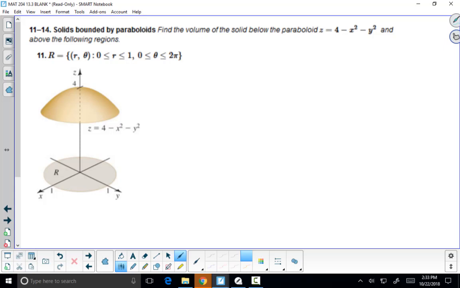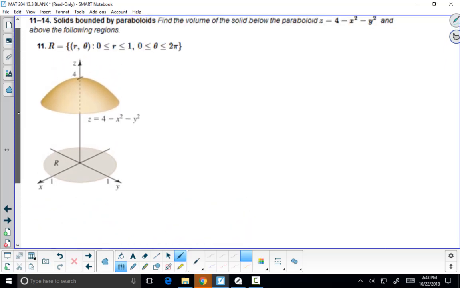So here we go. Find the volume of the solid below the paraboloid and above the following regions. There are two of them. We've got this upside down paraboloid, 4 minus x squared minus y squared. So x squared plus y squared looks like this, minus x squared minus y squared looks like this, and then it's shifted up 4. We want the volume beneath that and above that disk. So here's what we're going to do. It's going to be remarkably easy.